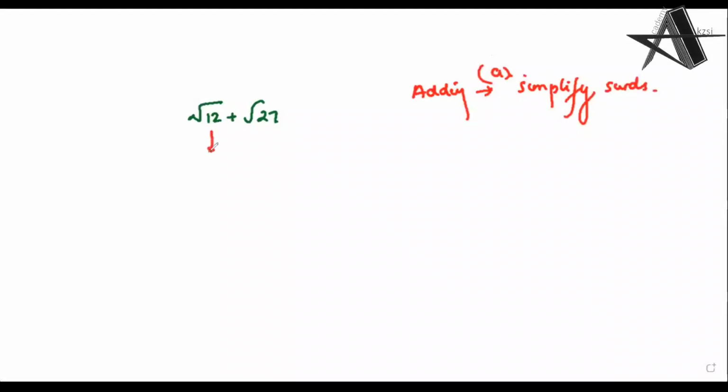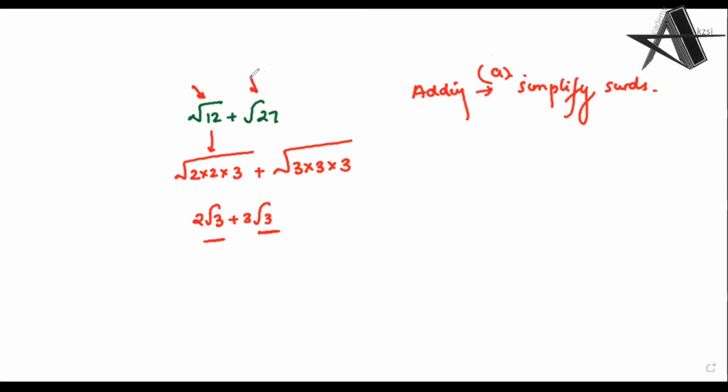When you simplify, this will be 2 times 2 times 3 plus this will be 3 times 3 times 3. This will give you 2 root 3 plus 3 root 3. Now you can clearly see they both have the same base number. And that's the reason we have to simplify first. Before the simplification, they both have a different base number. But after simplification, we can see that they both have the same base number. And now I can add them up. So which will give you 5 root 3. That will be your final answer.